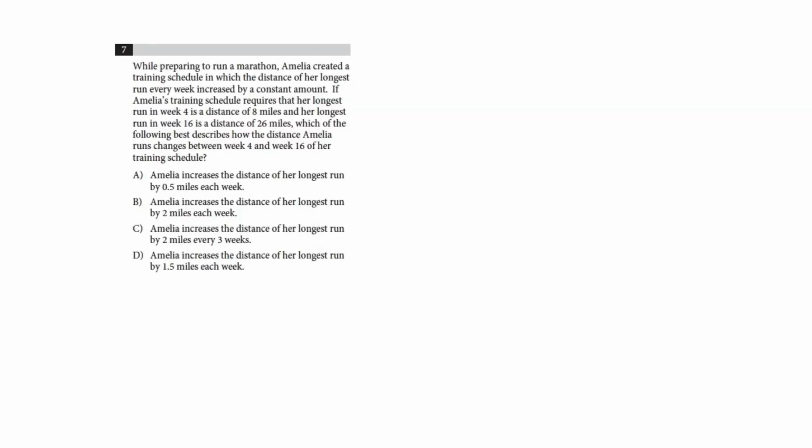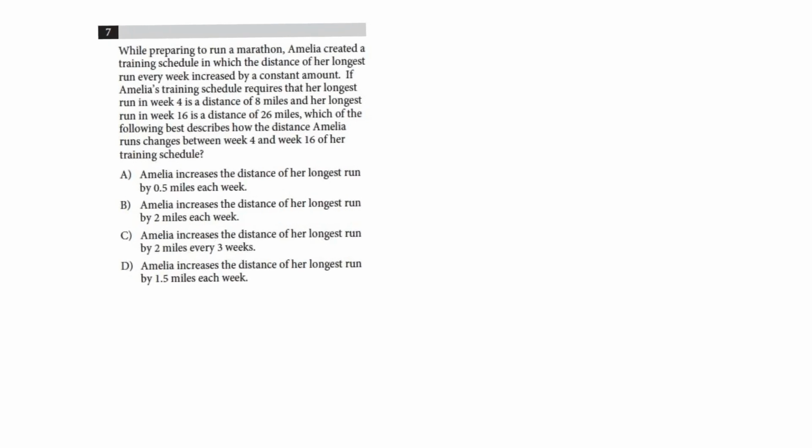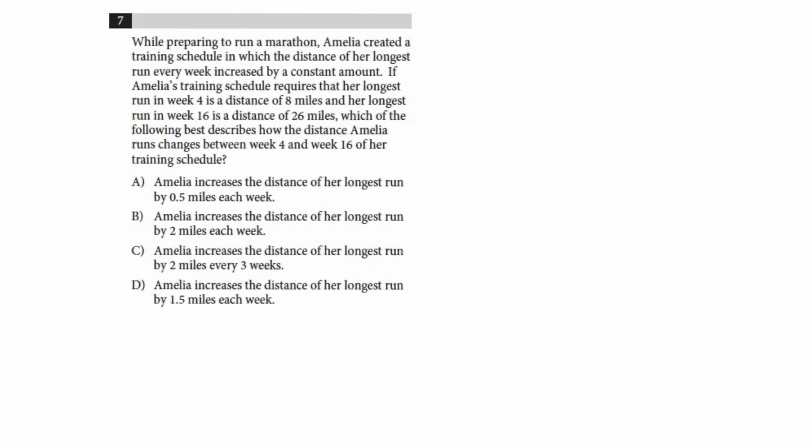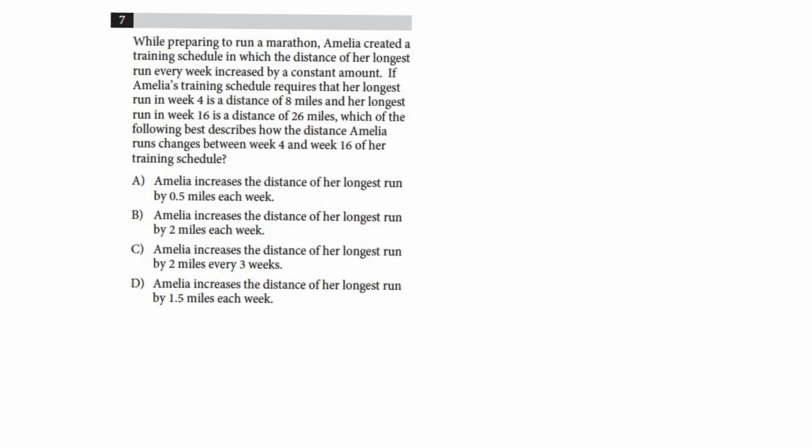Okay, 7. While preparing to run a marathon, Amelia created a training schedule in which the distance of her longest run each week increased by a constant amount. If Amelia's training schedule requires that her longest run in week 4 is a distance of 8 miles, and her longest run in week 16 is a distance of 26 miles, which of the following best describes how the distance of Amelia's run changes between week 4 and week 16 of her training schedule?